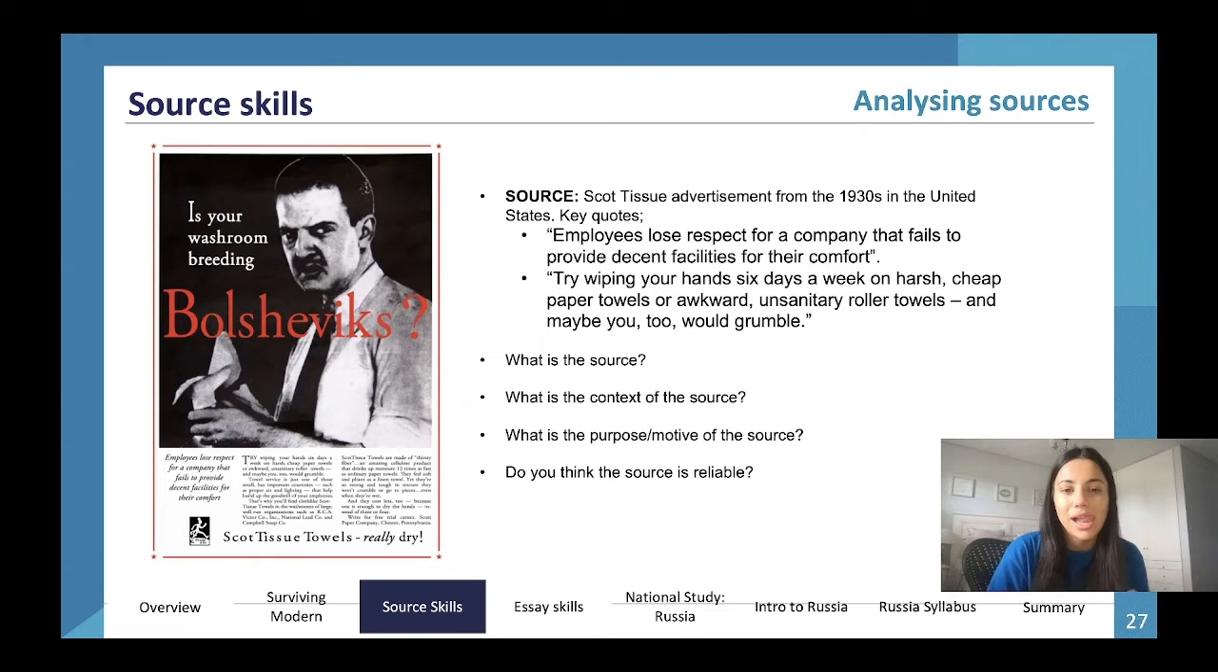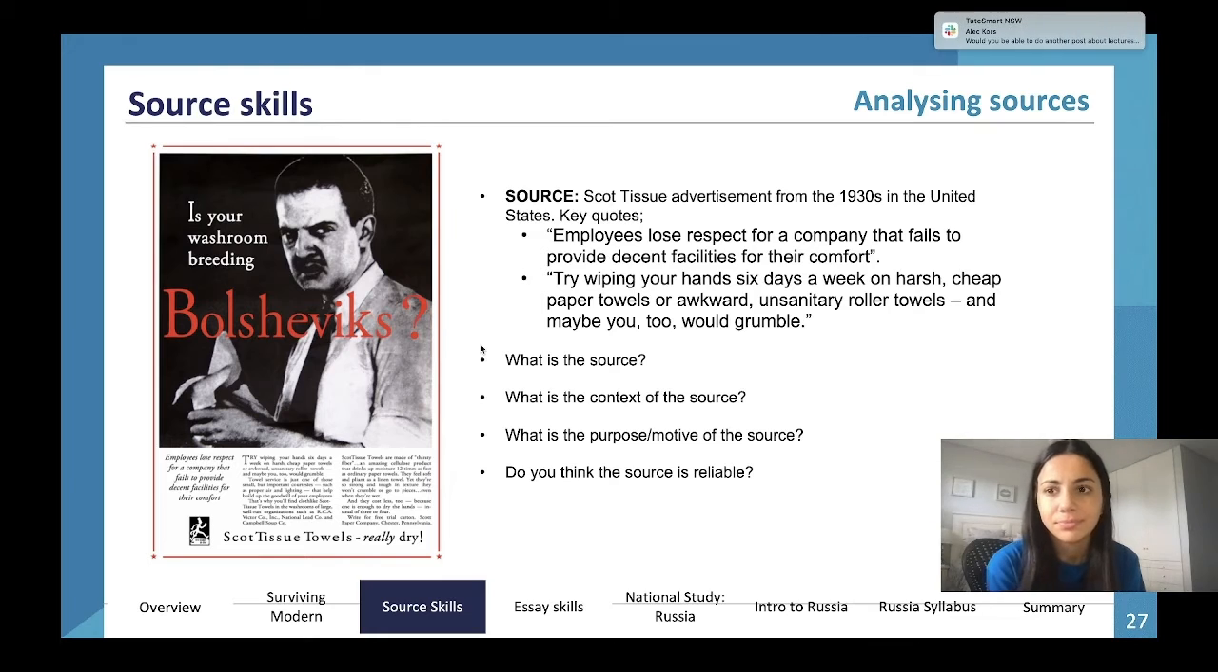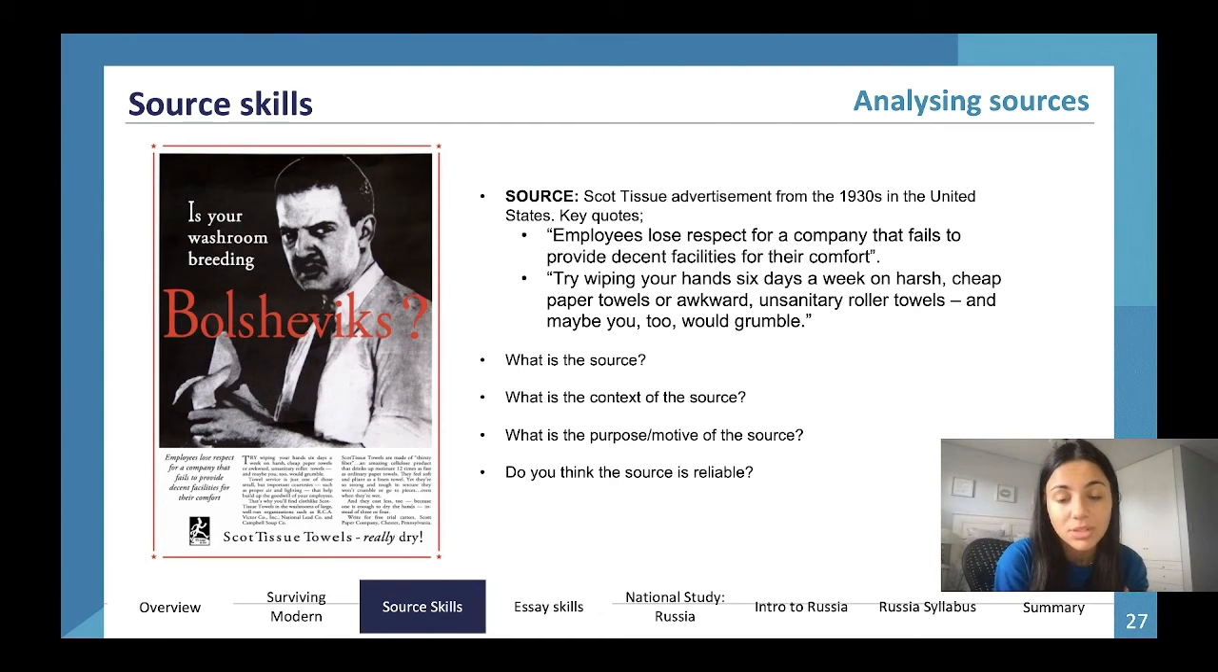So let's do a little test. So we've got this source: "Is your washroom breeding Bolsheviks?" So we've got, what is the source? What is the context of the source? What is the purpose or motive of the source? And do you think the source is reliable?